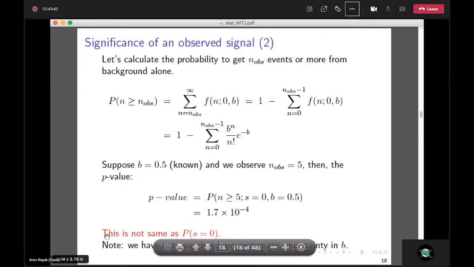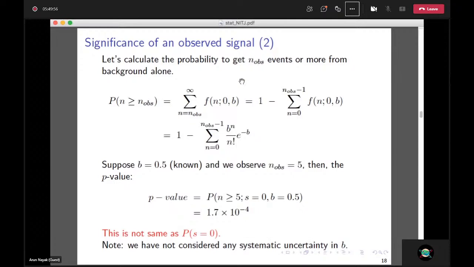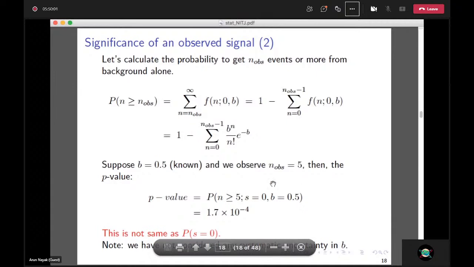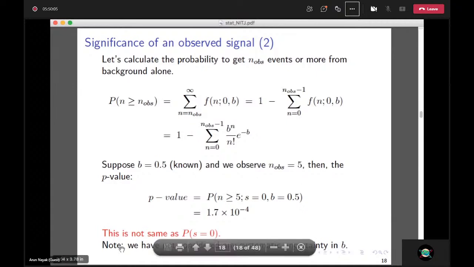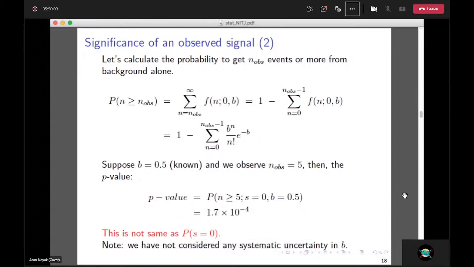Remember that this is not the probability for s to be 0. Rather, it is the probability of obtaining n observed events assuming s is 0. Okay, the opposite. So note that also we have not considered any systematic uncertainty in b. If you consider systematic uncertainty, it has to be incorporated accordingly.